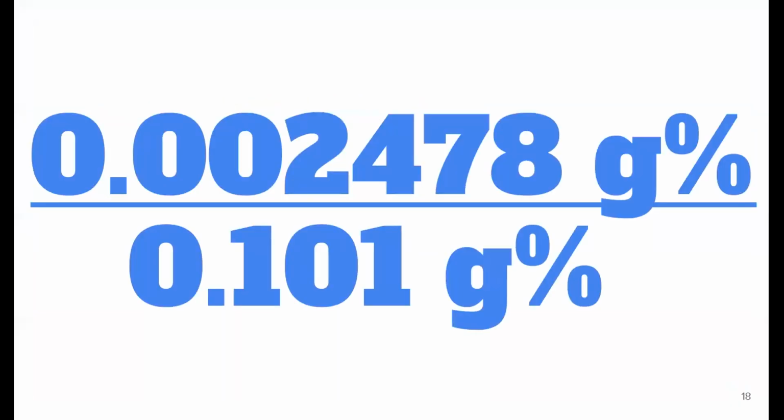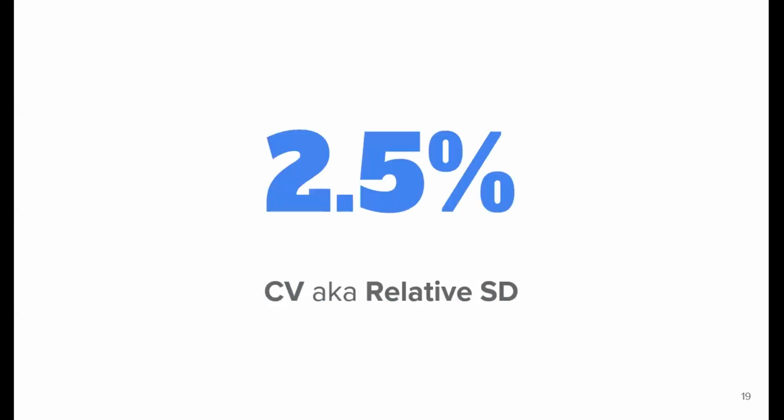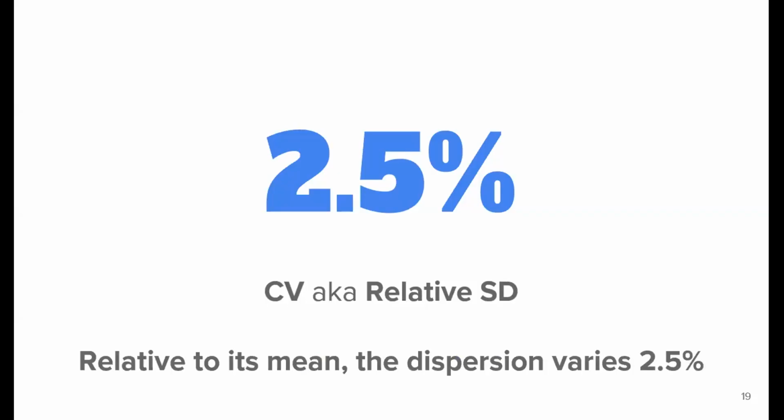And so that standard deviation, which is in the units of the thing that we're talking about, right? The variance is that unusable squared unit that is meaningless. And you divide it by the mean of all those QCs. In this case, it was 0.101 grams per cent, right? So you divide these two and represent it as a percentage. And what we get is the CV, or the relative standard deviation. In this case, it's 2.5%. So in words, this means that relative to its mean, the dispersion varies 2.5%.